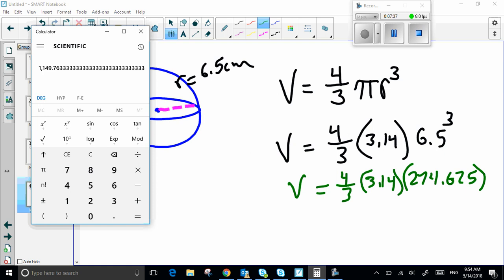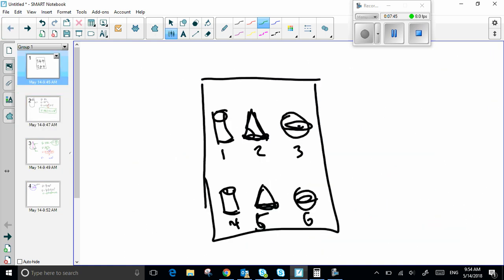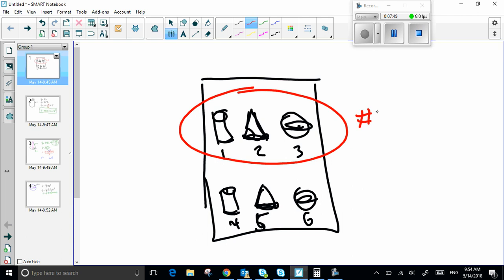All right, so those are the top 3 problems. If I go back to the very beginning here, what we just did is we completed these 3. So this is video number 1. Now I want you to go on to video number 2, and we'll do these 3 problems. When that's done, you'll turn them into the tray, and then you can work on your digits.